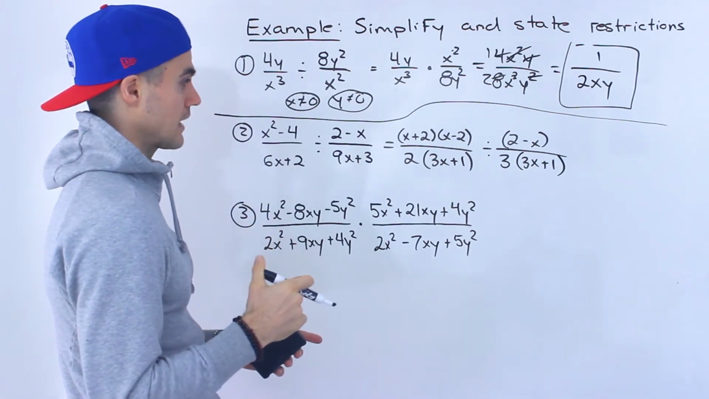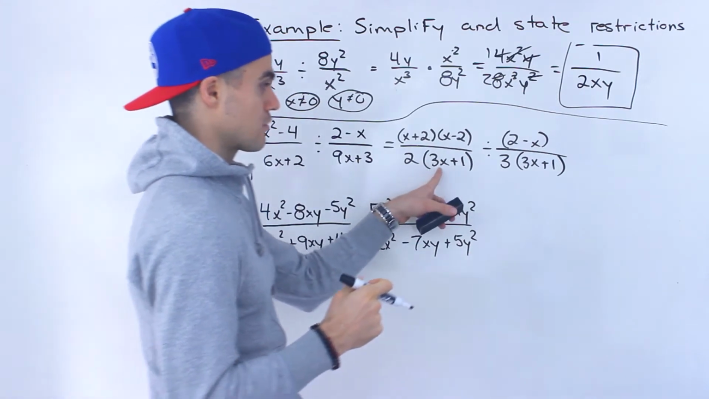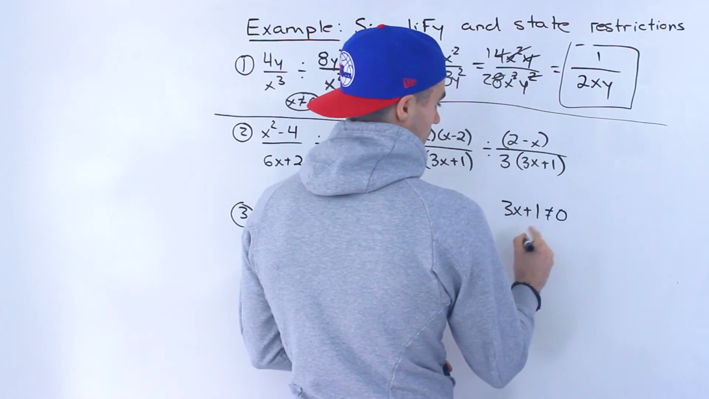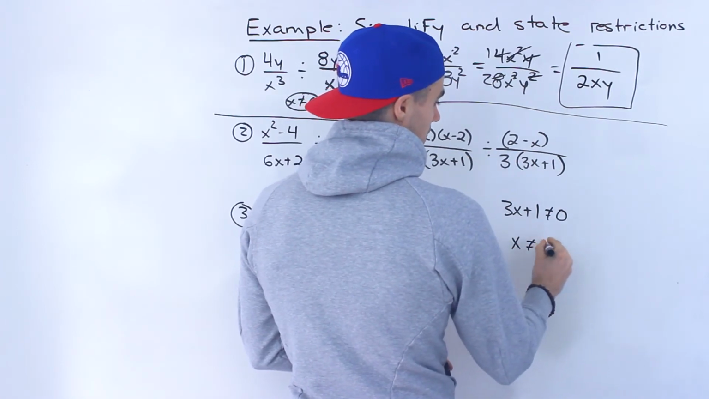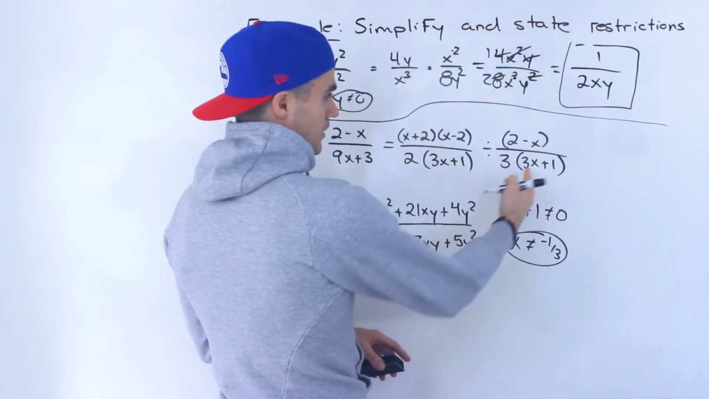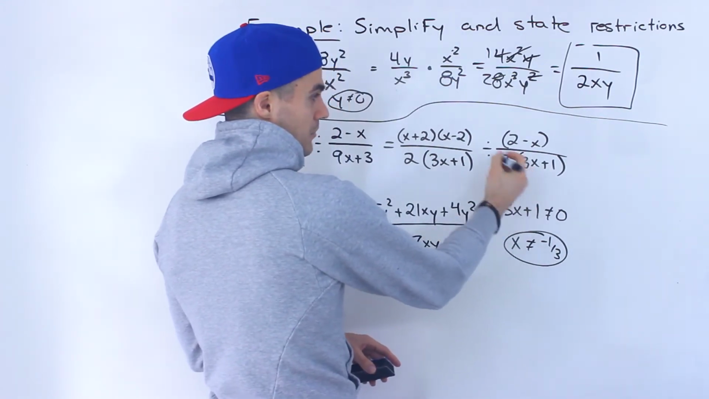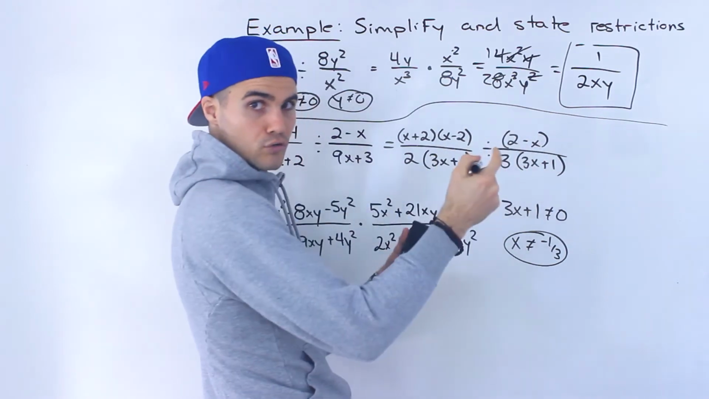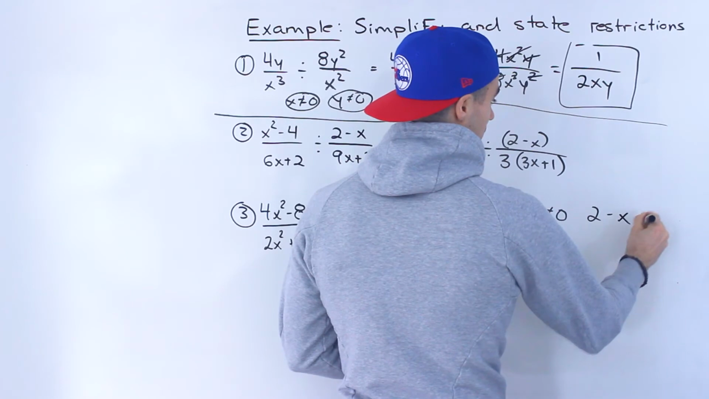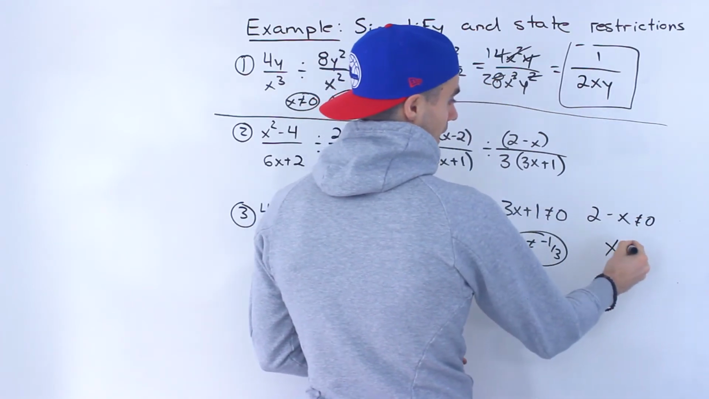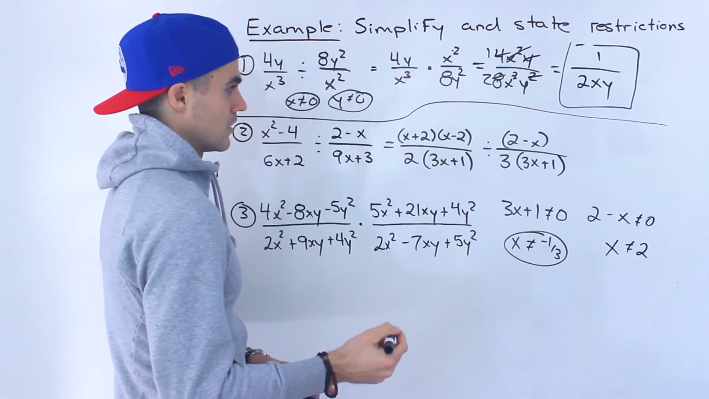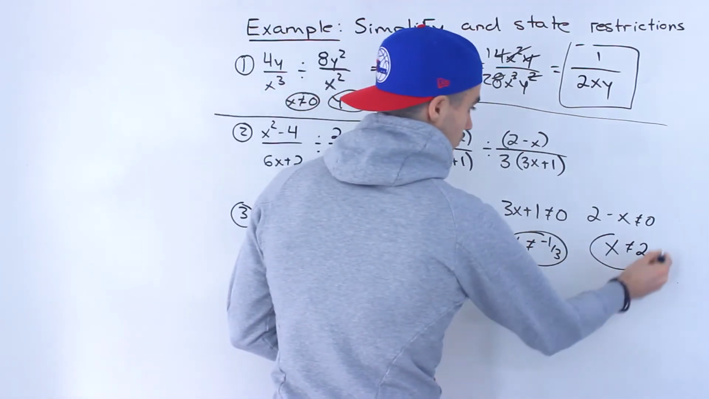Now what I'm going to do is get the restrictions. So notice that 3x plus 1, this factor cannot equal 0, which basically means x cannot equal negative 1 over 3. That's one factor. Notice that that same factor is here, but because we're dividing, we also have to look for when the numerator would be 0. Basically, this 2 minus x cannot equal 0, and when we isolate for x, it basically means x cannot equal 2. All right, and those are the two restrictions.